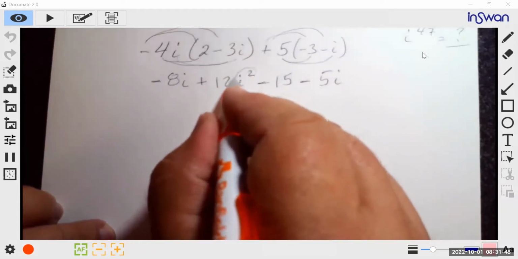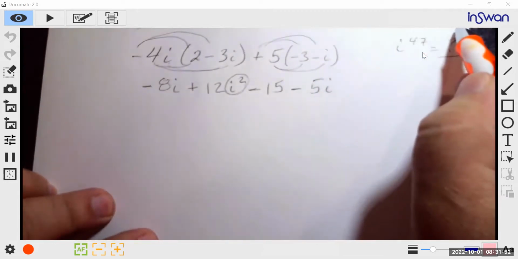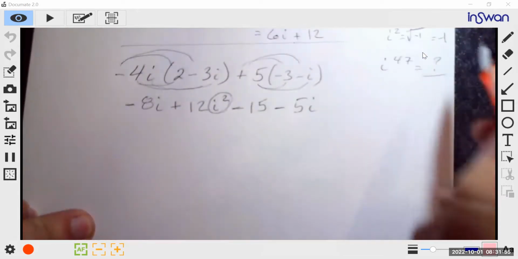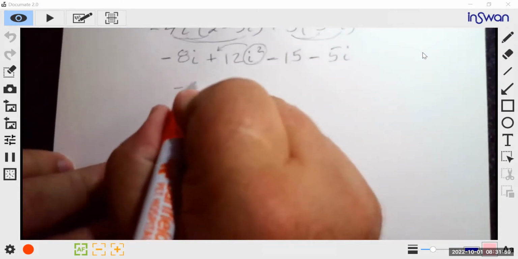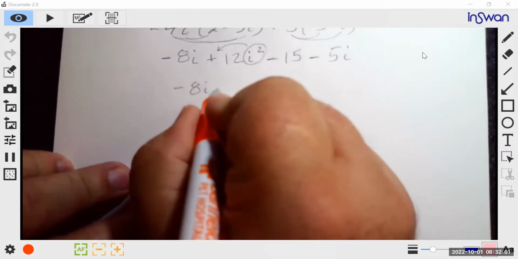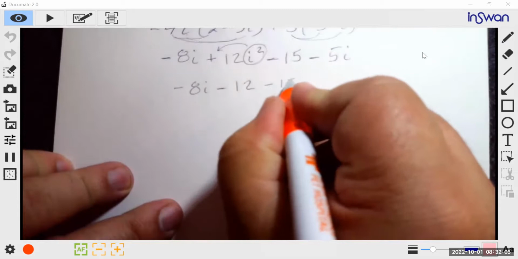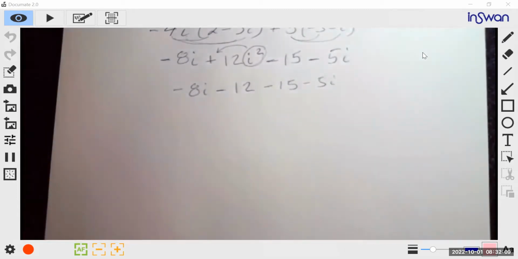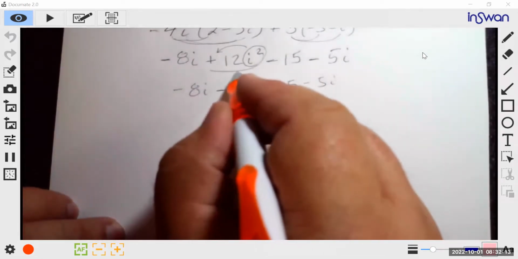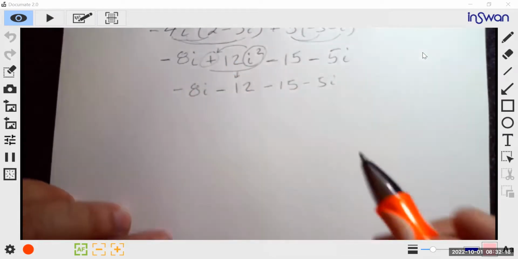We have an exponent here. Remember, i squared is the same thing as -1. So basically, all it does is change the sign of the coefficient in front of it. So from positive to negative, 12. Bring everything else down. So this is what happens. All it does is change the sign and drops the i squared.